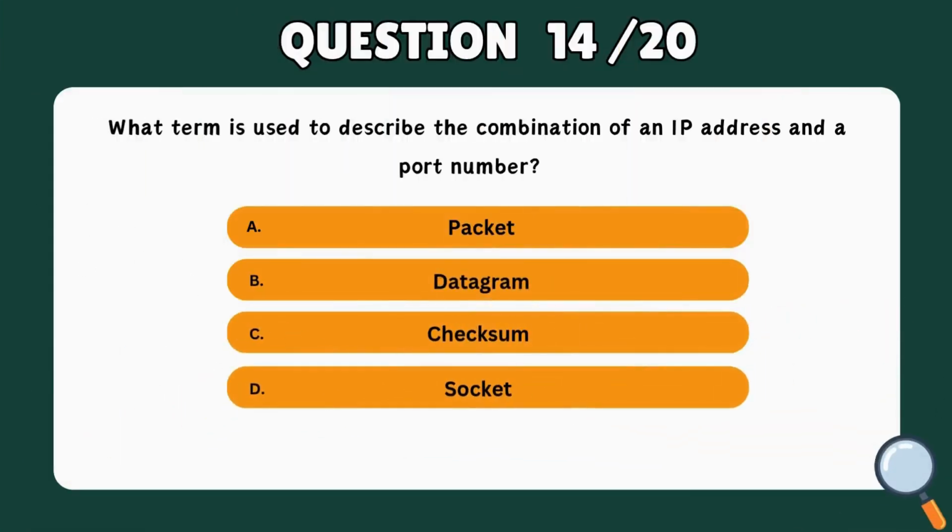Question 14. What term is used to describe the combination of an IP address and a port number? A. Packet. B. Datagram. C. Checksum. D. Socket.